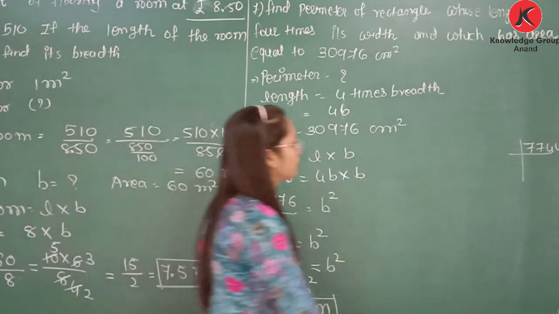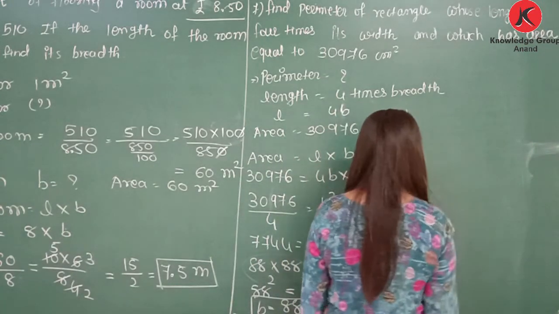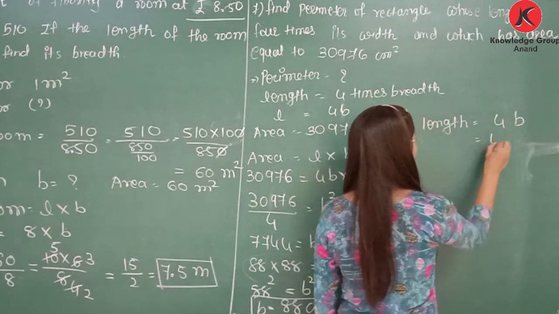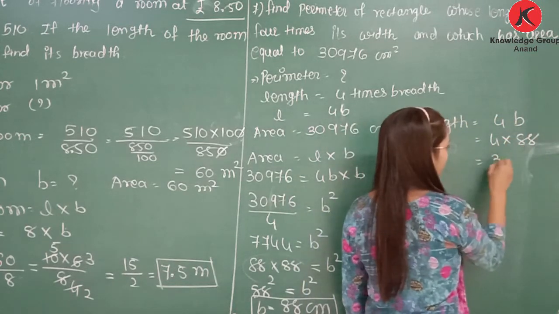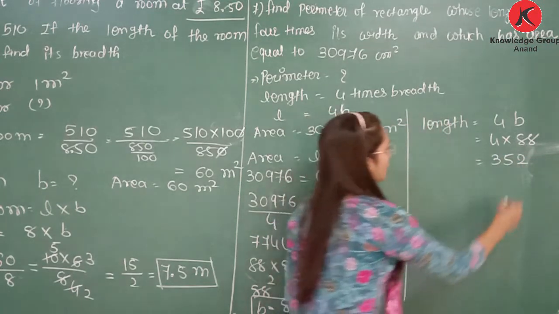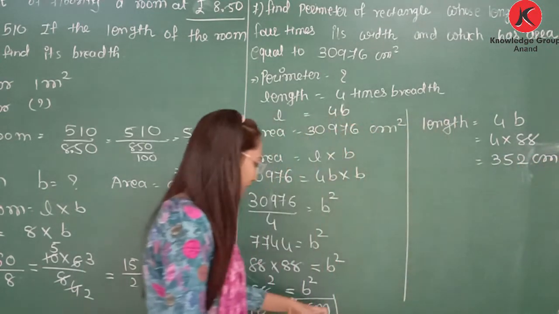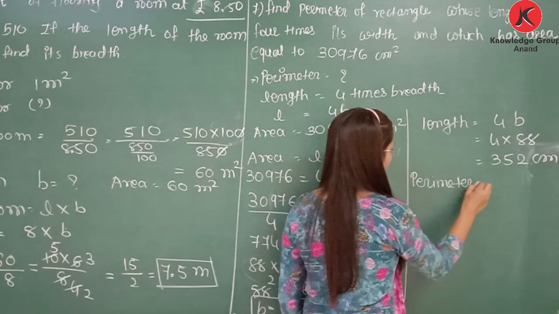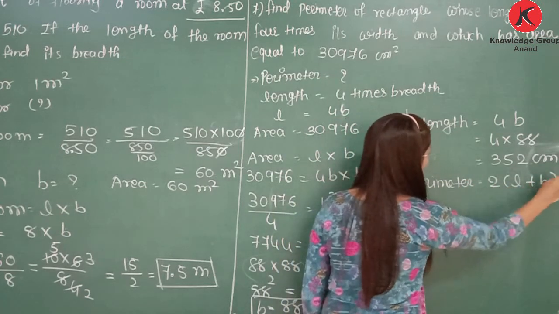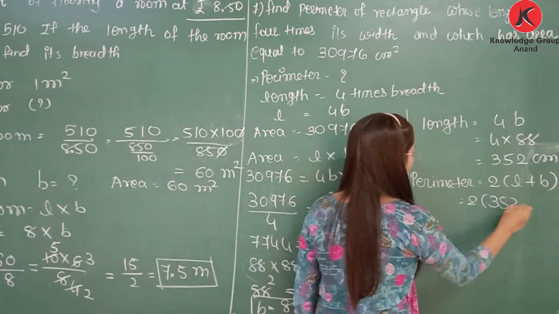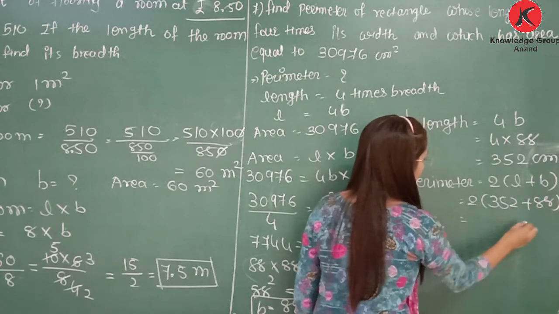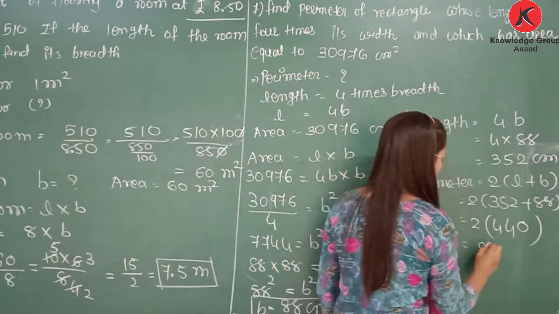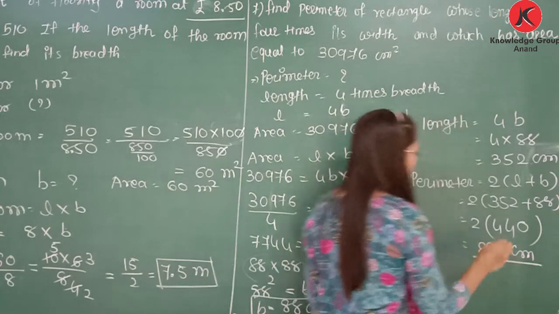Now what is the length? 4 times B, so 4 multiplied by 88, that is 352 centimeter. Now we have the value of length and the value of breadth, that's why the perimeter is 2 inside the bracket L plus B. Length is 352, breadth is 88. So it is 880 centimeter. So that is the perimeter.